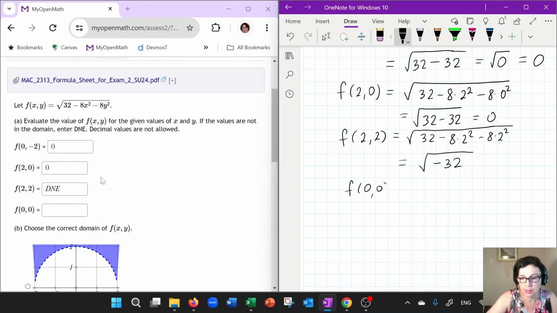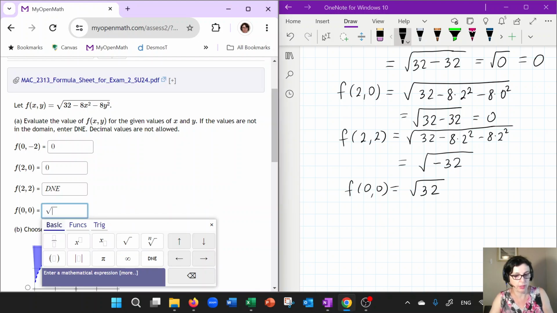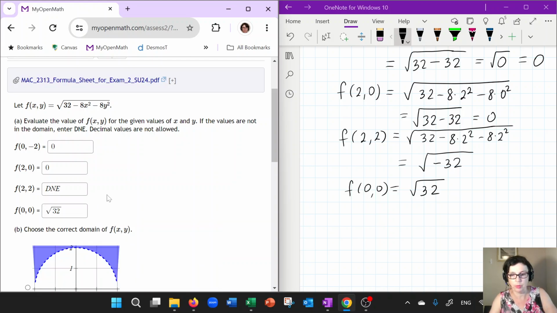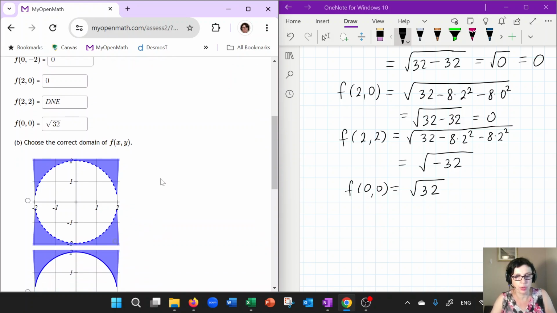Okay, and then the last one is f of (0, 0), which is very easy. That's just square root of 32. Please make sure that you do not ever enter any decimals here. We want to enter the answers exact. You can actually simplify the square root, but that is not necessary. But decimals you should not do.